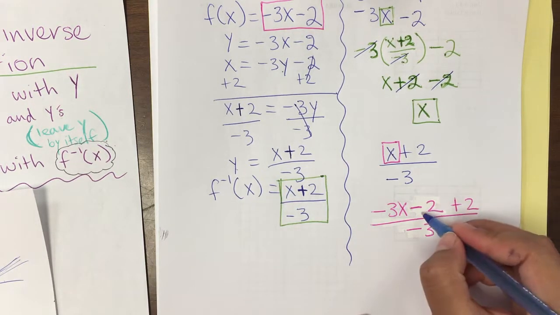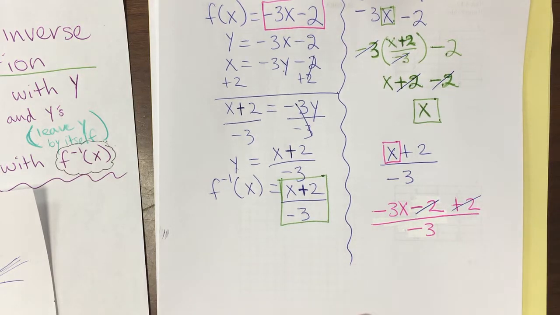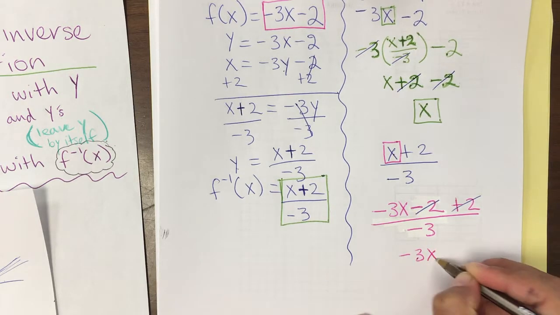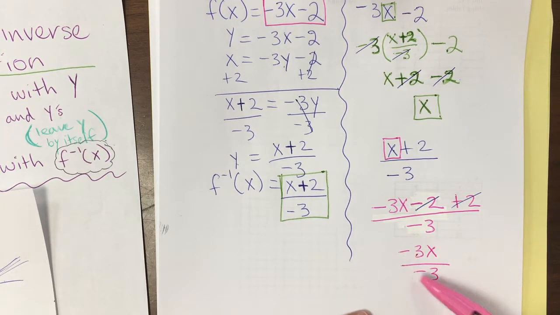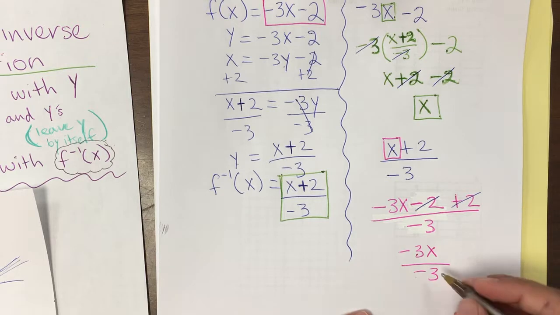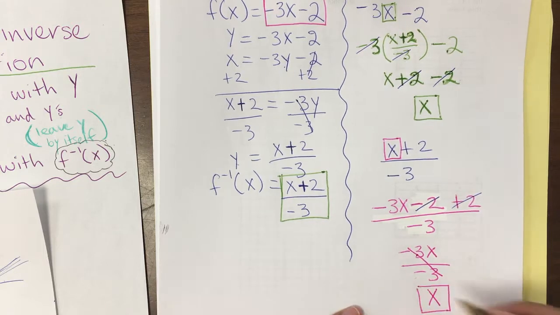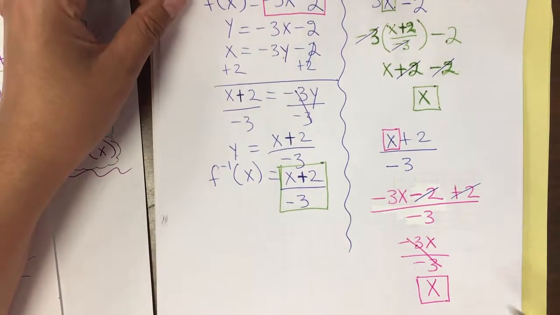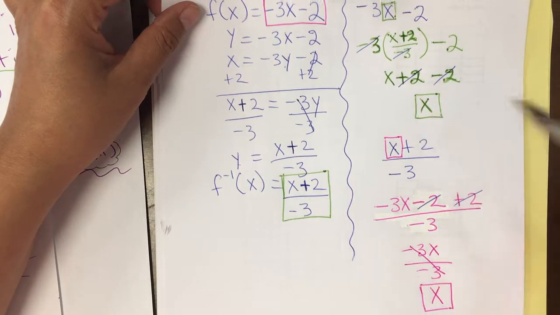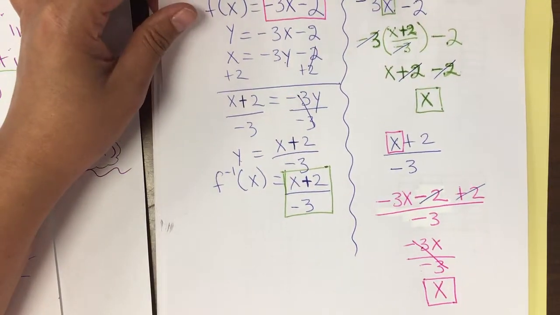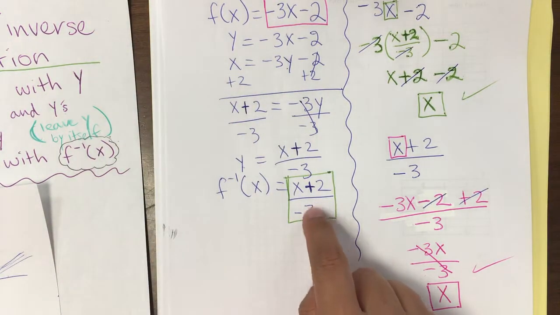I start canceling, and so these can cancel each other. And so I end up with negative 3x over negative 3. Negative 3 divided by negative 3 is positive 1, and that's why they cancel, 1x. Okay, so that's my answer right there. Since after I made the correction I did get x in here, and I did get x in here, we can say that now I do have the correct inverse function.